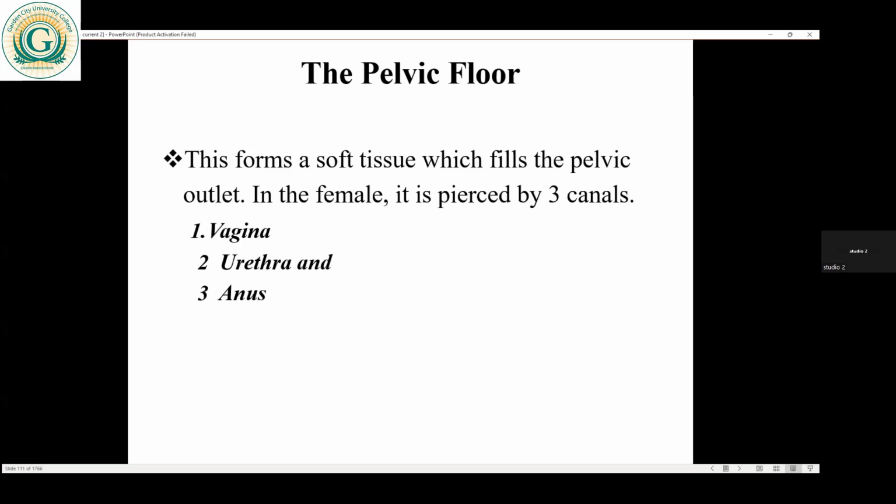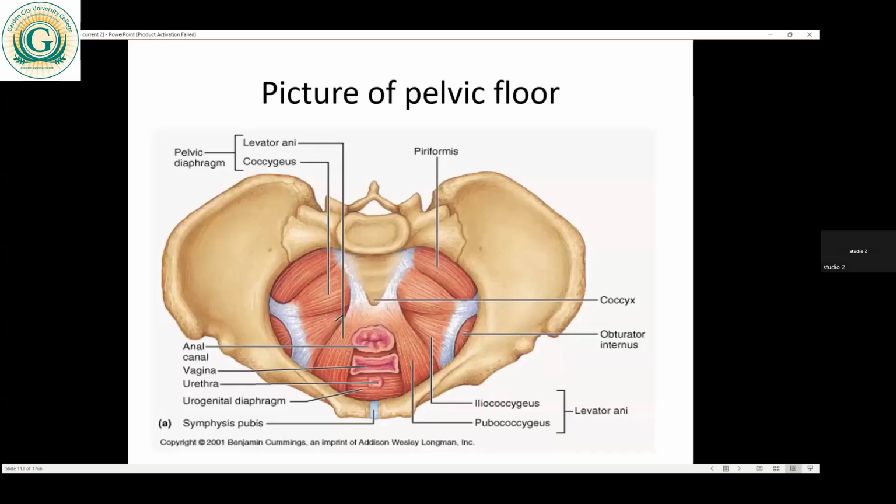So when we say pelvic floor, the floor is a soft tissue which fills the pelvic outlet. And those tissues, the muscles, are pierced by three holes. When a woman is in the lithotomy position, you displace the labia and you see the vaginal orifice, the urethral orifice, and of course you see the anus. So these structures penetrate the muscles, and what I'm showing now are the muscles.